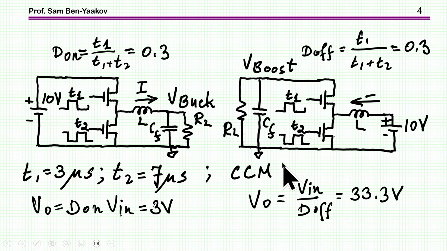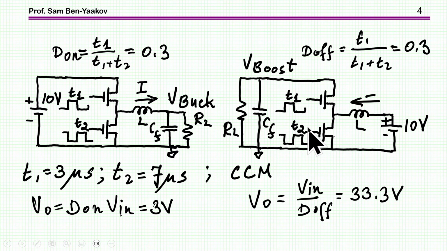So let me start off with the duty cycle, or with the voltage transfer function, which is kind of obvious, because in this case of the buck, we called T1 as T on. So therefore, the duty cycle is T1 over T1 plus T2, here it is 0.3, and since we have a 10 volt input, then the output is D on times V in, which is 3 volts.